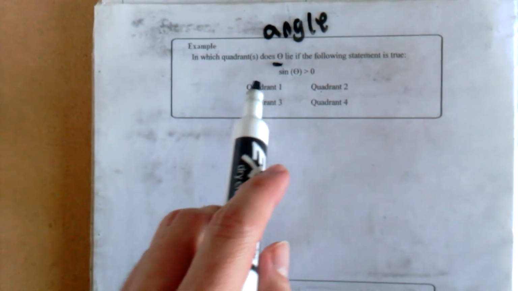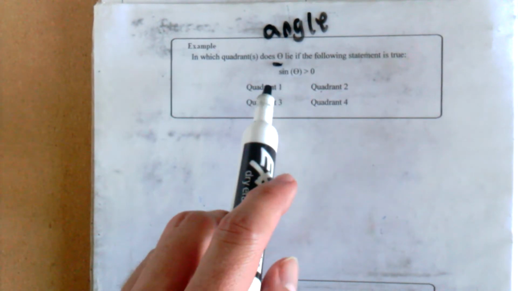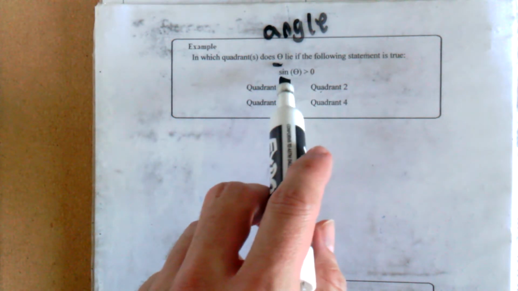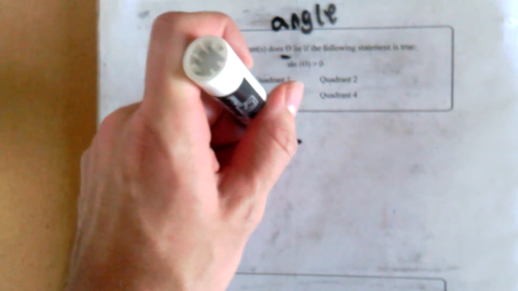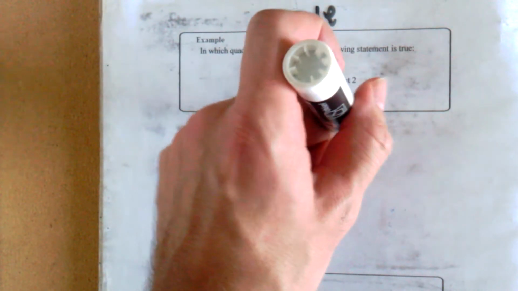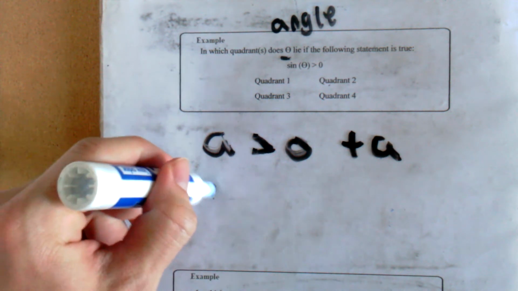So in which quadrant does an angle lie if the following statement is true? Sine at that angle is greater than 0. So let's remember what that statement means. Sine is greater than 0. If we just have some number, I'll just choose it, call it a. If we have some number a greater than 0, that just tells us that that number is positive. Similarly, if we have some number a less than 0, that just tells us that number is negative. So when it says that sine is greater than 0, all that means is that sine is positive.